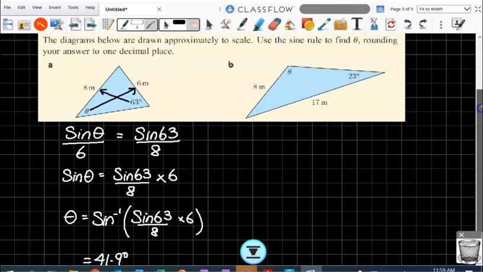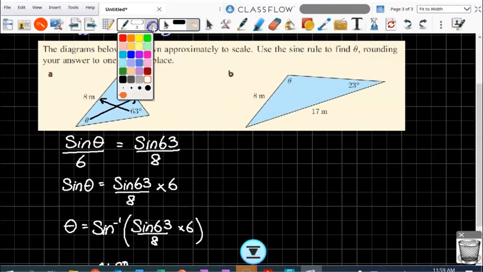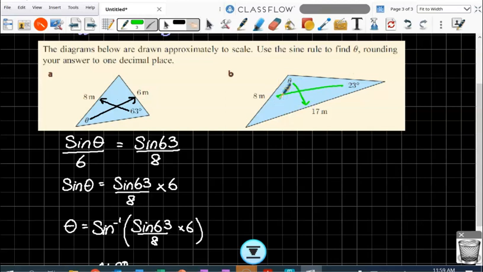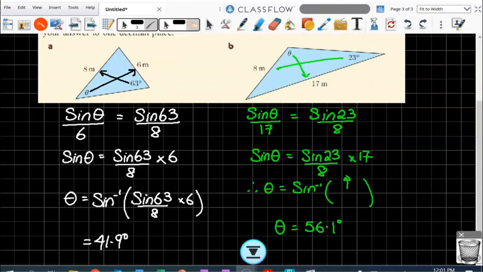Okay, and then we do exactly the same thing for the other one. We've got a pair. So once again, sine theta over 17 equals, and I'll stop the video because I think you know what's coming. This is important. When we are finding an angle with the sine, we have to consider what is called the ambiguous case. Great word. The ambiguous case. Now, does anyone know what ambiguous means?